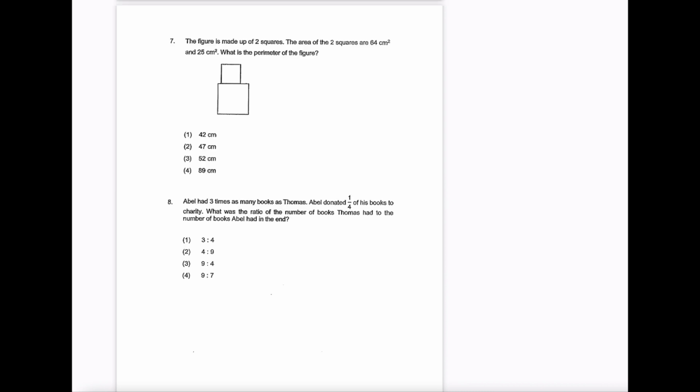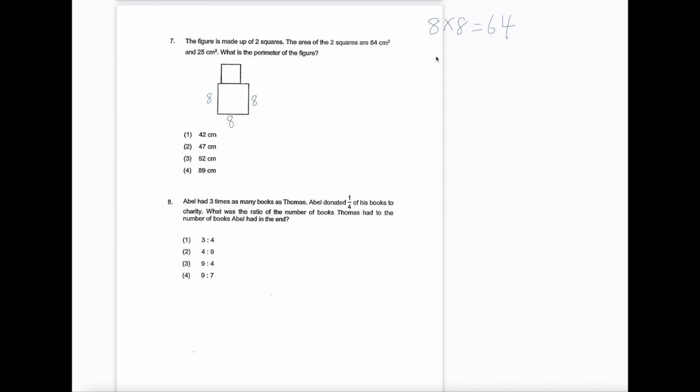Question 7, the figure is made out of 2 squares. The areas of the 2 squares are 64 cm squared and 25 cm squared. What's the perimeter of the figure? So, obviously this is 25 cm squared and this is 64 cm squared. In exams, we can find out what one side of the square is, because 8 times 8 gives you 64. That means one side is 8.